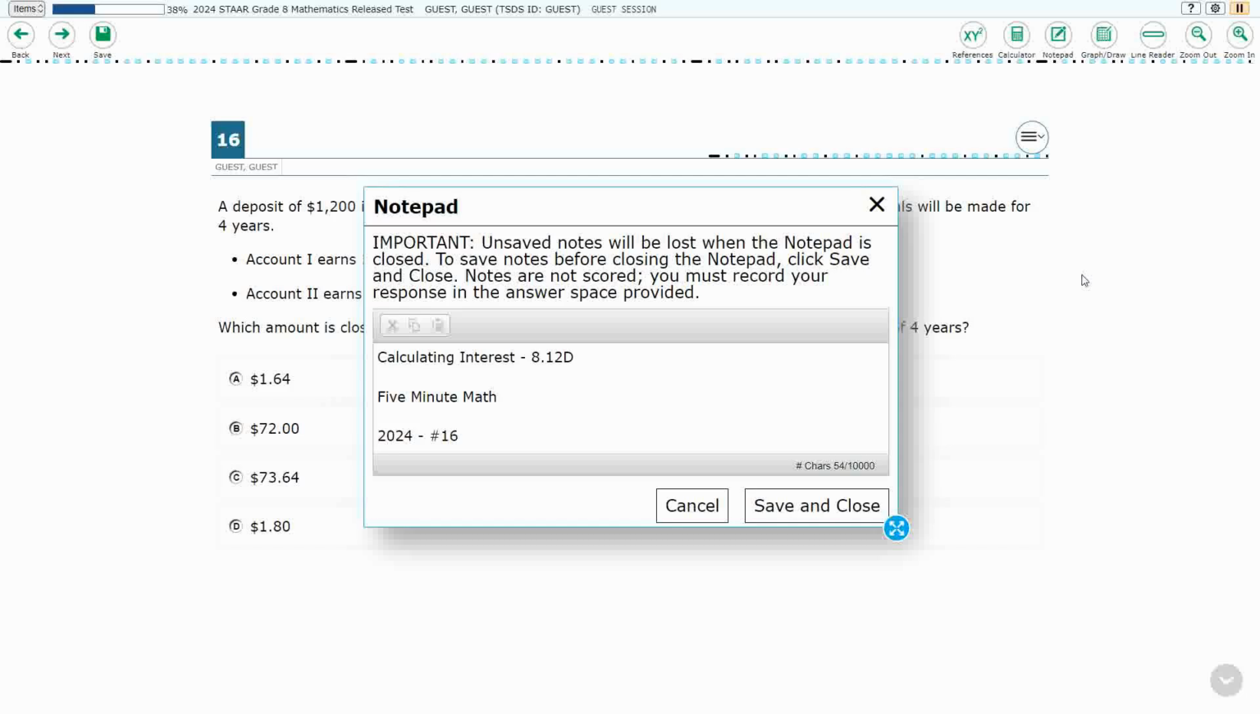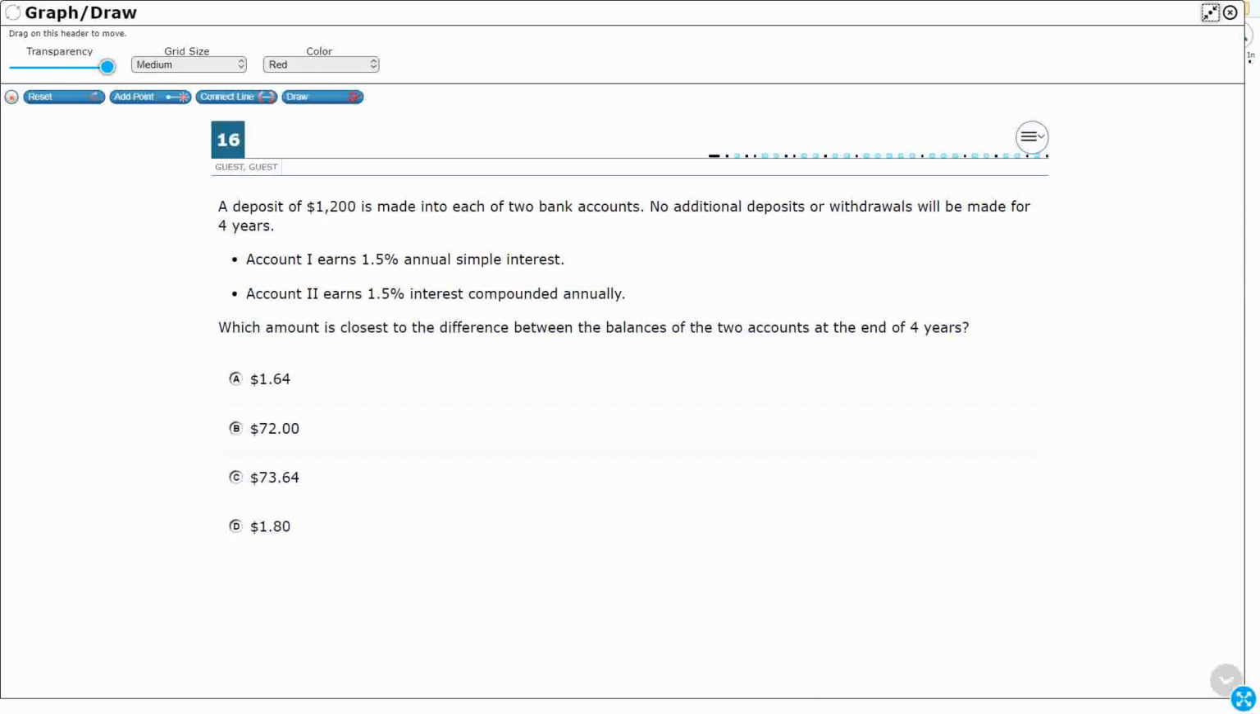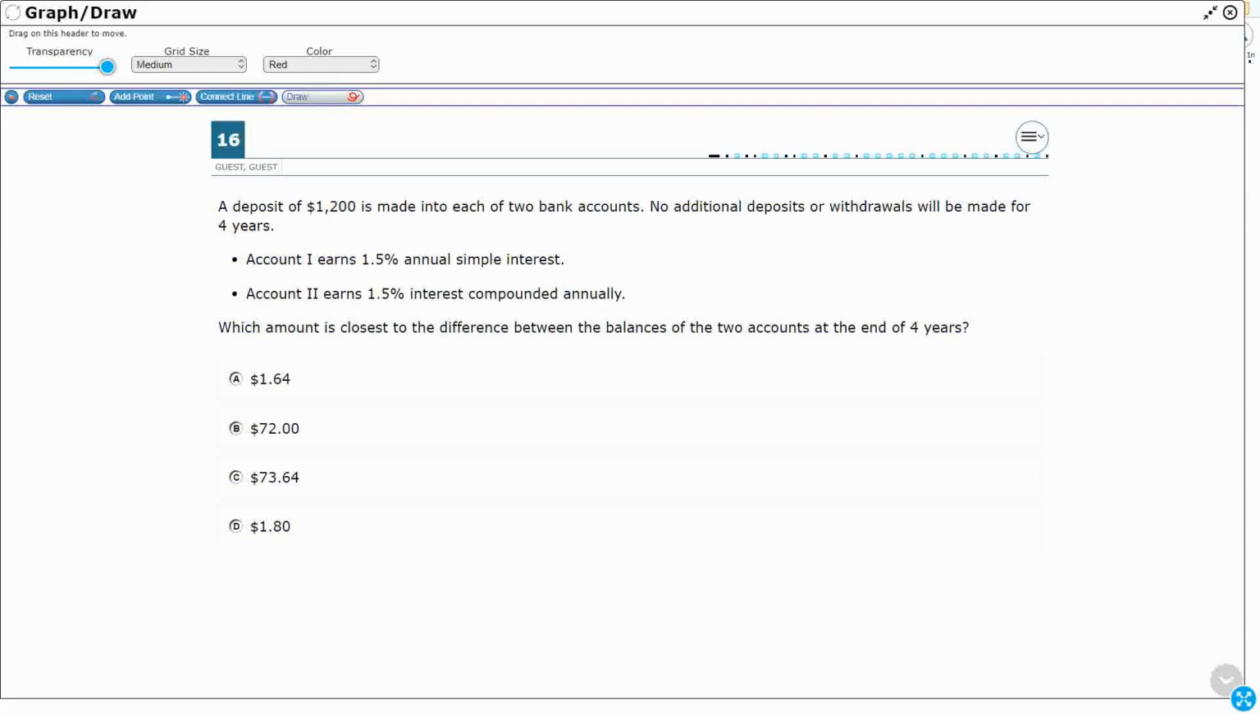Today we are looking at the 8th grade concept of calculating interest. This is standard 8.12D in the great state of Texas, and we are using item number 16 of the 2024 released STAAR test. If you haven't done so already, please go ahead and take a moment to pause the video, work this problem out on your own, unpause it, and we will look at our answers together.